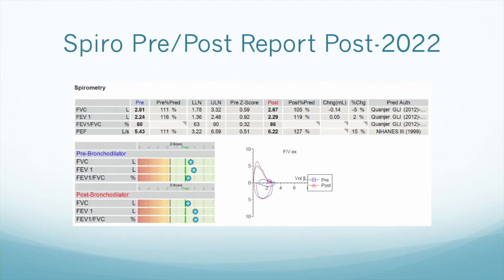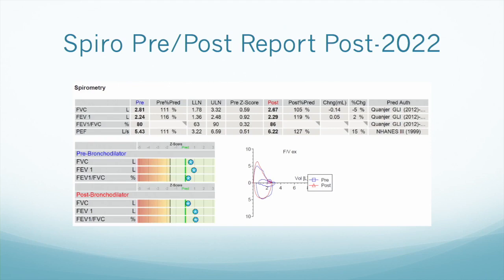And then you'll start seeing the new column. So we have the lower limits of normal, we have an upper limit of normal column, and we have a Z-score column, as well as a pictorial on where the patient's values are relative to the average for someone their age and height.